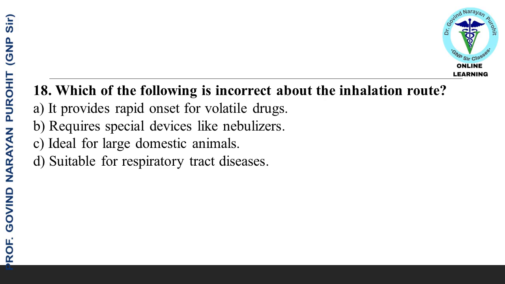18. Which of the following is incorrect about inhalation route? A. It provides rapid onset for volatile drugs. B. Requires special devices like nebulizers. C. Ideal for large domestic animals. D. Suitable for respiratory tract diseases. The correct answer is option C. Explanation. Inhalation is not convenient for large domestic animals due to difficulty in using inhalation devices.